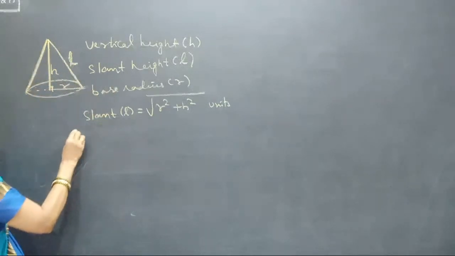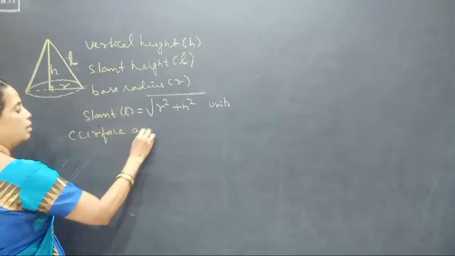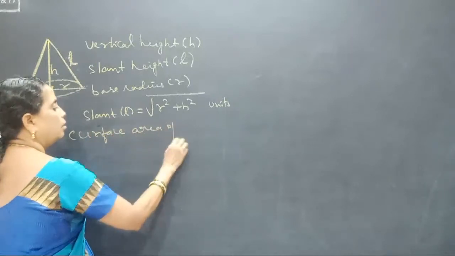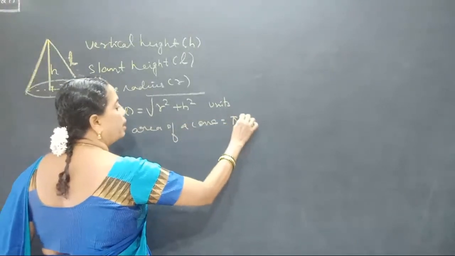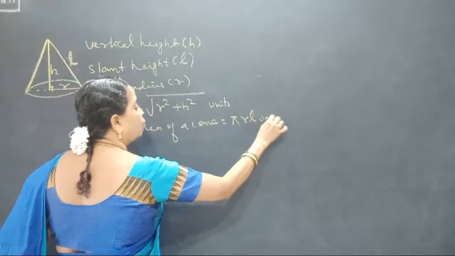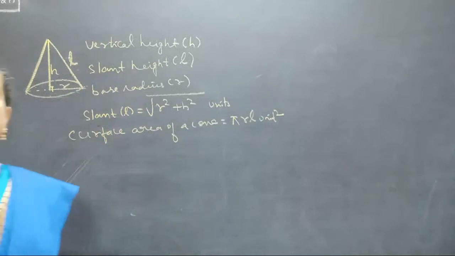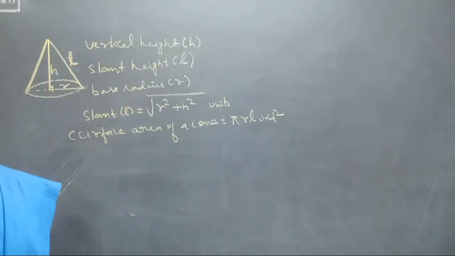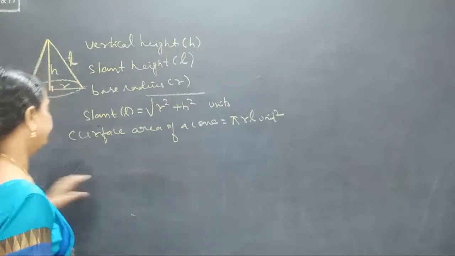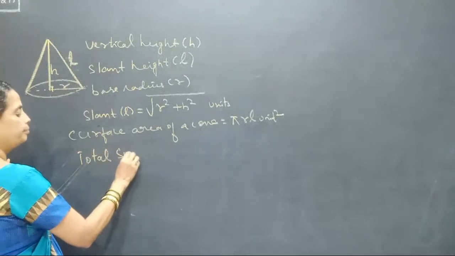Okay. Now we have curved surface area. Curved surface area of a cone equals pi r l unit square. Curved surface area of a cylinder is 2 pi r h. Curved surface area of a cone is pi r l. Next, total surface area.